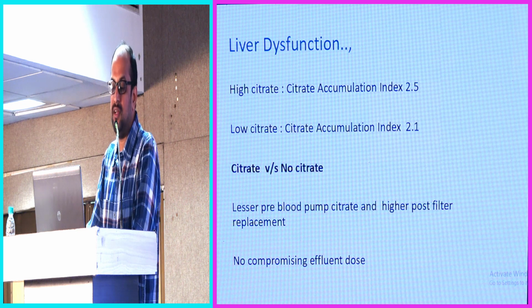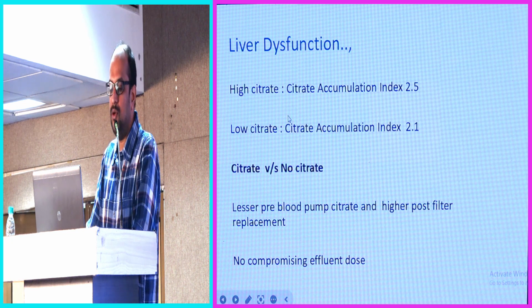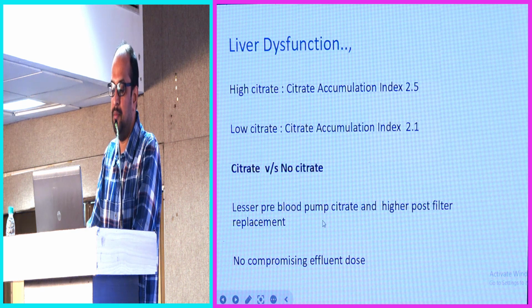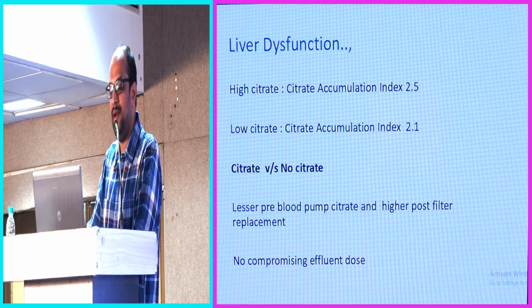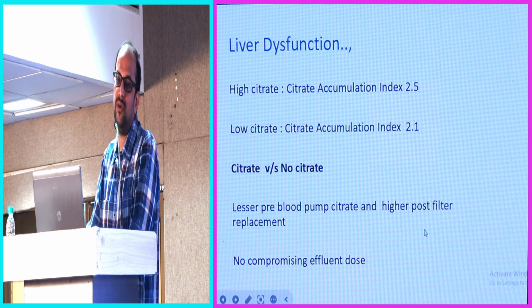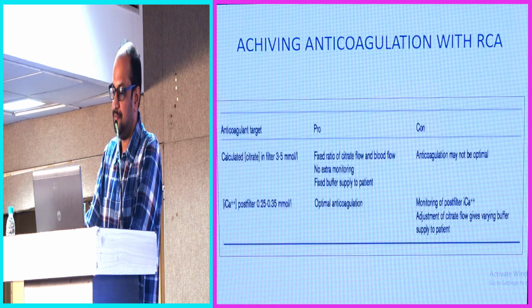Suppose the liver function is subnormal and the citrate accumulation index is not going beyond 2.5, we can give citrate anticoagulation, but we may need to decrease the pre-blood pump citrate rate. But if you decrease the pre-blood pump citrate, the overall effluent dose will decrease, and we cannot compromise on the overall effluent dose. So we will give post filter replacement fluid in the form of Biphozyl. In any form of CRRT, there should be no compromise in the effluent dose.